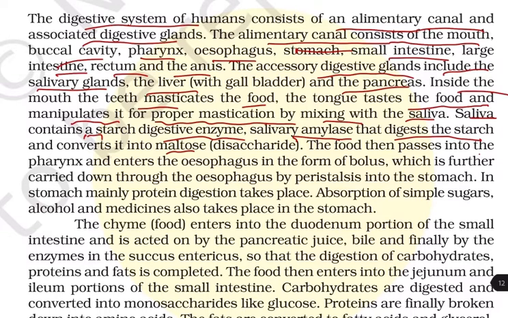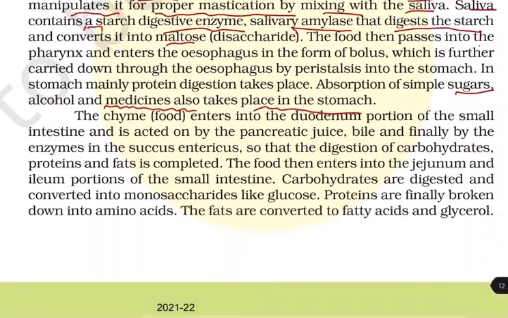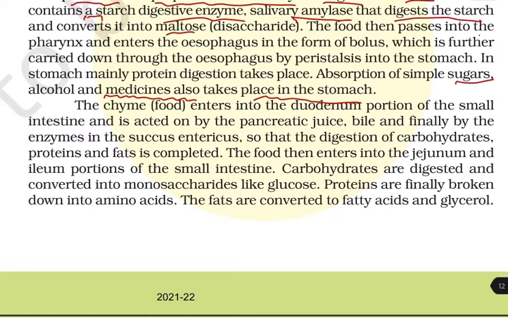In the stomach, mainly protein digestion takes place. Absorption of simple sugars, alcohol, and medicines also takes place in the stomach. The chyme, that is the food, enters the duodenum portion of the small intestine and is acted on by the pancreatic juice, bile, and finally by the enzymes in the succus entericus. So the digestion of carbohydrates, proteins, and fats is completed.